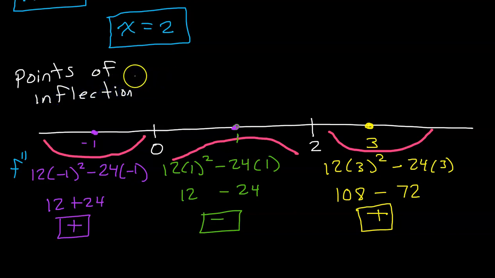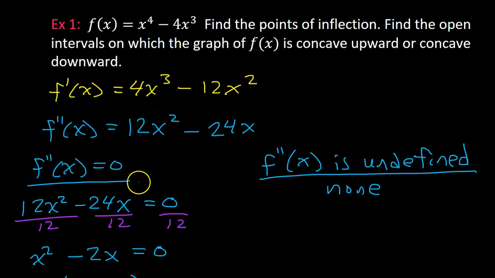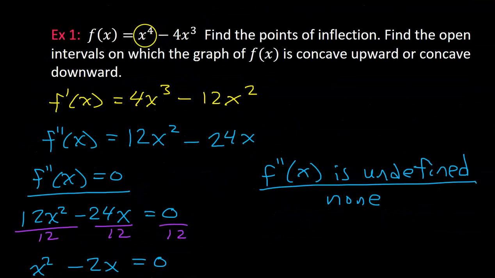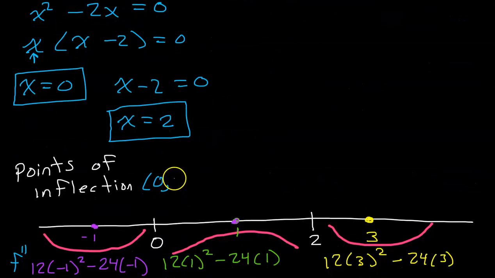All right, so we know we're going to have a point of inflection at 0 comma something. Let's go ahead and find the y value while we are at it. For the y value, we need to go back to the original function. If we substitute 0 for x, both terms will be 0. So the y value will be 0. So we have a point of inflection at 0 comma 0.